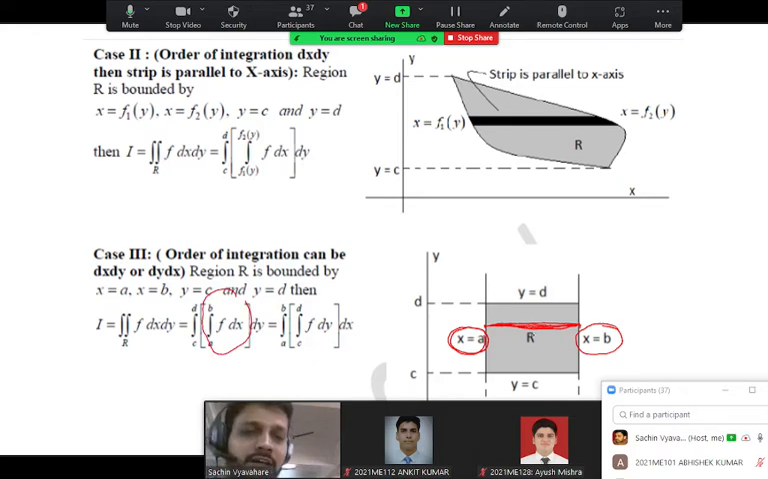Then we have to drag this strip from minimum y equal to c to y equal to d. So c to d will be the outer limit. So that is about case 3.